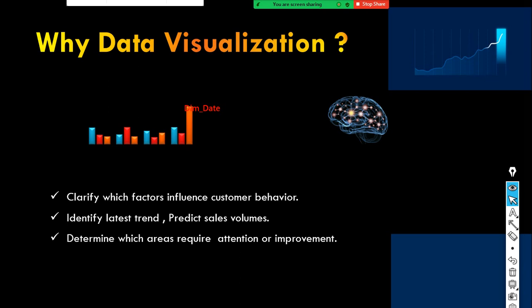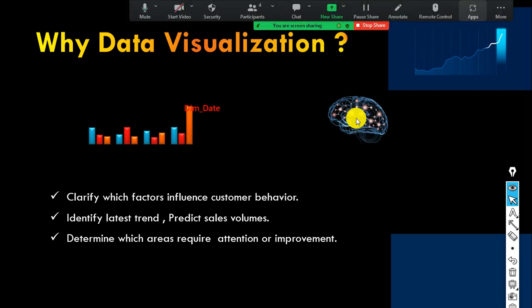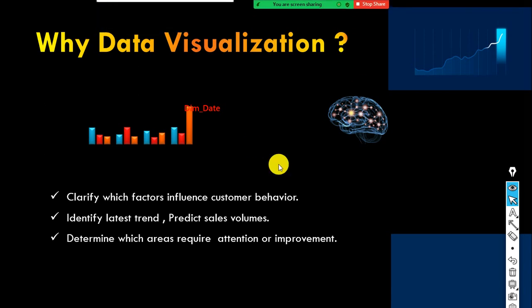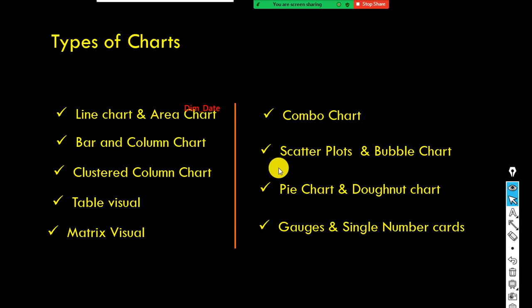So in that case, if you present the data in visuals like charts and maps, it will help the management gain a quick insight in a matter of seconds. And what are the types of charts? We have line chart, area chart, bar chart, column chart. Likewise, different types of charts are available, and also we have custom charts. You can create them in Power BI Desktop.